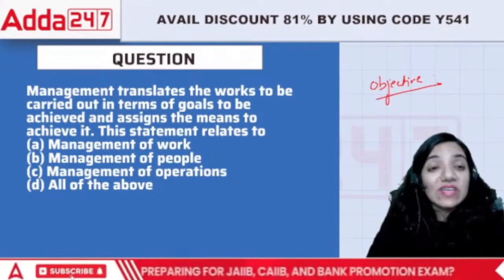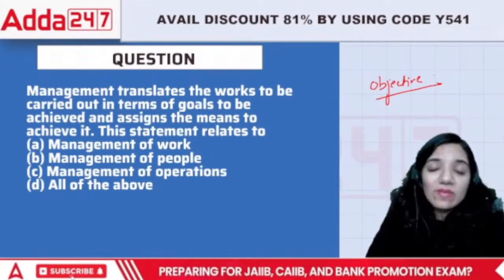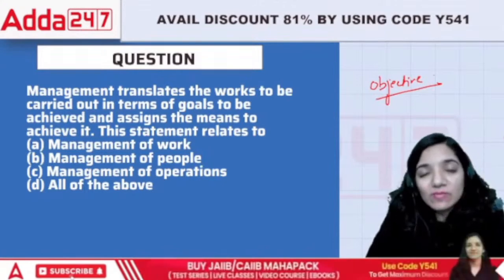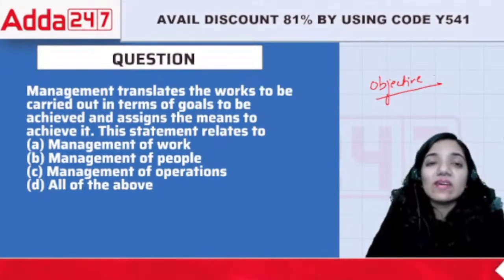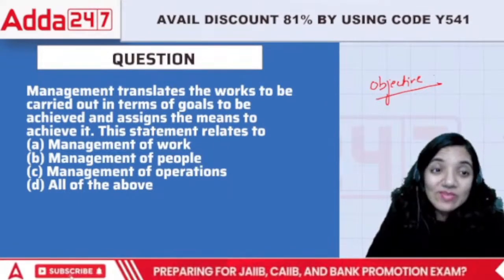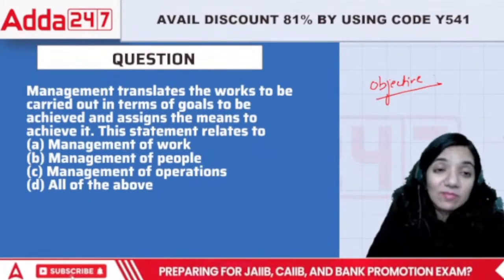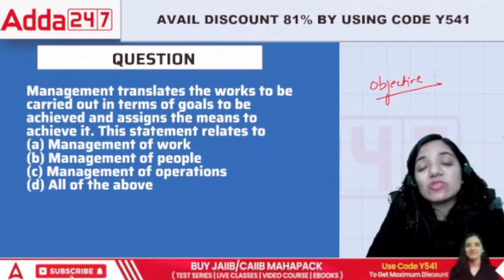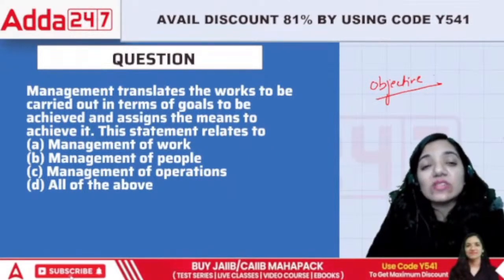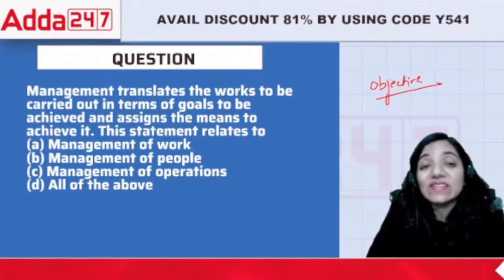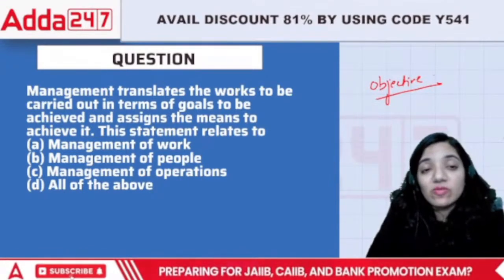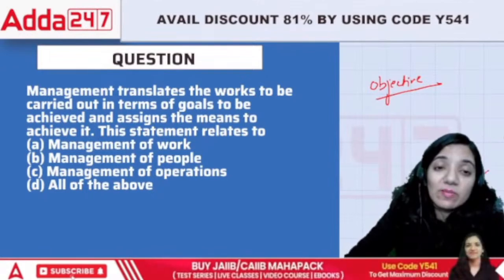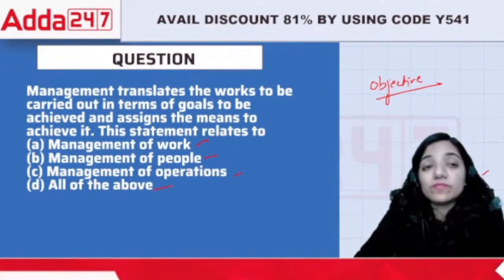Here comes the second question, which says that the top level of management is going to make up the goals, and after making the goals, the middle level is going to simplify it for the lower level so that they can achieve it. Now the breaking up is done by them. So management translates the work to be carried out in terms of the goals to be achieved and assigns the means to achieve it. This statement relates to management of work, management of people, management of operations, or all of the above.